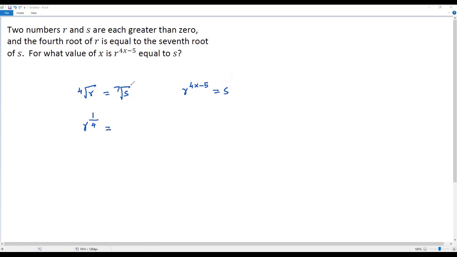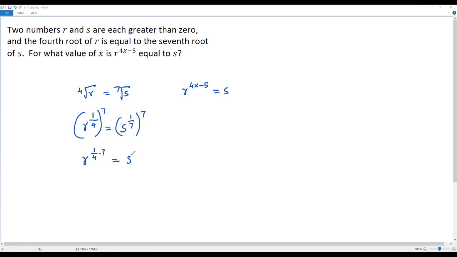The same thing we can do on the right side, then we get s to the power of 1 over 7. Now to solve for s, we have to get rid of this exponent 1 over 7. For that we have to raise both sides of this equation to the power of 7. Okay, let me do it. Here your power is raised to another power. Whenever your power is raised to another power, we have to multiply the two exponents. Then we get r to the power of 1 over 4 times 7.